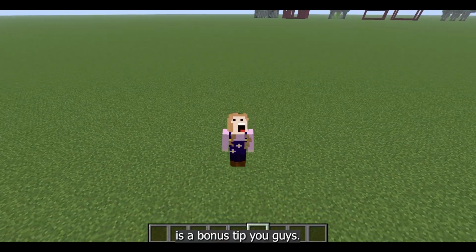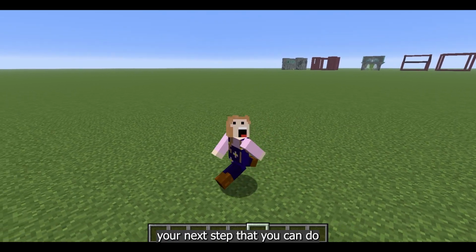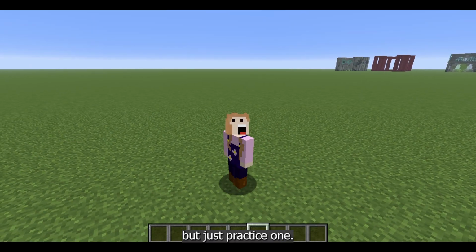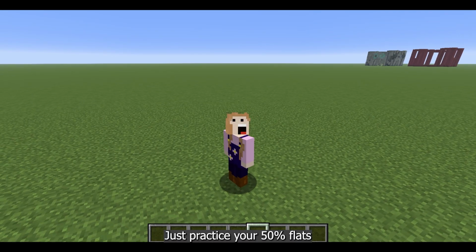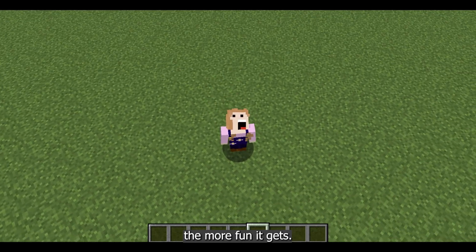This is a bonus tip, you guys. So after all of these things, your biggest thing, your next step that you can do is to practice. Not necessarily all at once because that can be hard, but just practice one. Just practice clumping. Just practice your 50% flats, whatever that is, because the more you practice and the more you build, the more fun it gets.